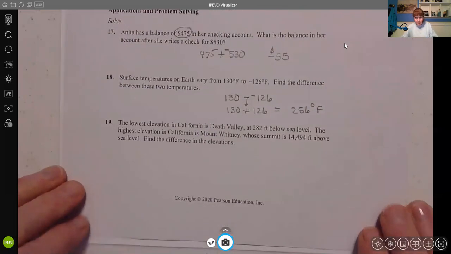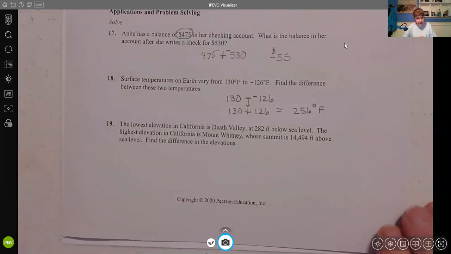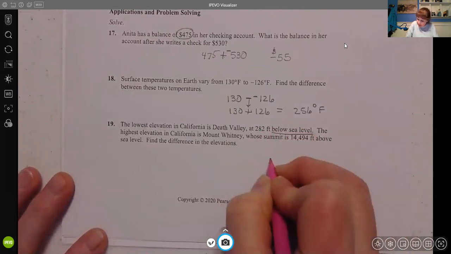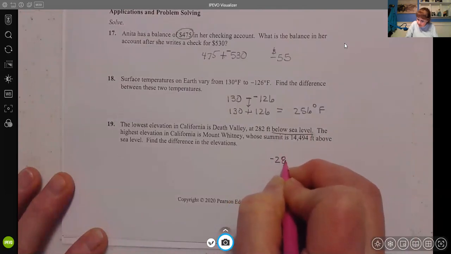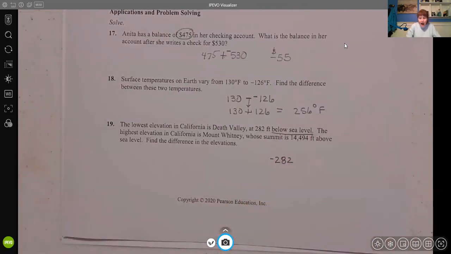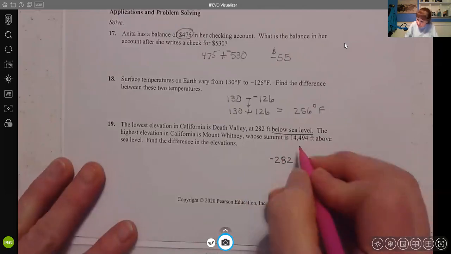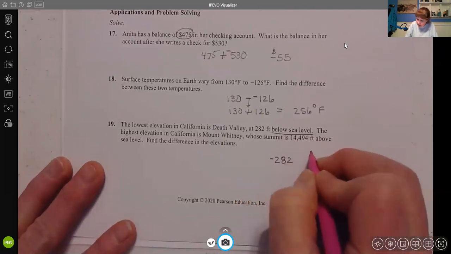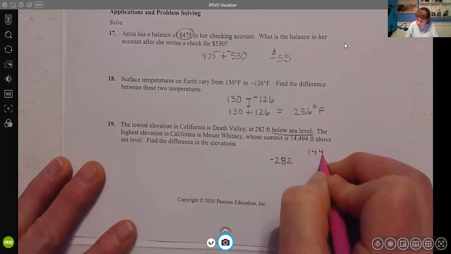All right. Okay, let's look at number 19. We have the lowest elevation in California's Death Valley at 282 feet below sea level. So because it's below sea level, we'll represent this with a negative 282. The highest elevation in California is Mount Whitney, whose summit is 14,000. So because it's above sea level, that will be a positive.